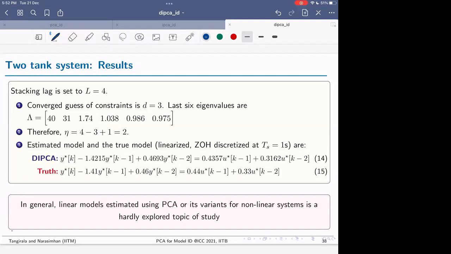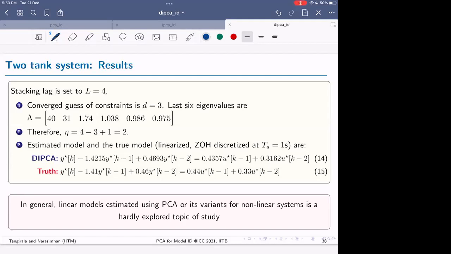Now, whether this will work all the time is a $1 trillion question, because when linear models estimated using PCA are applied to nonlinear systems, there is hardly any discussion on this topic in the literature. It would be great to take this up as a research problem, and it will require at least, I would say, about 10 PhDs, or 5 PhDs, to answer that question.